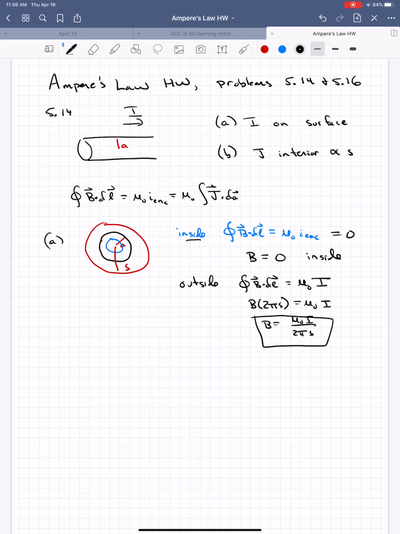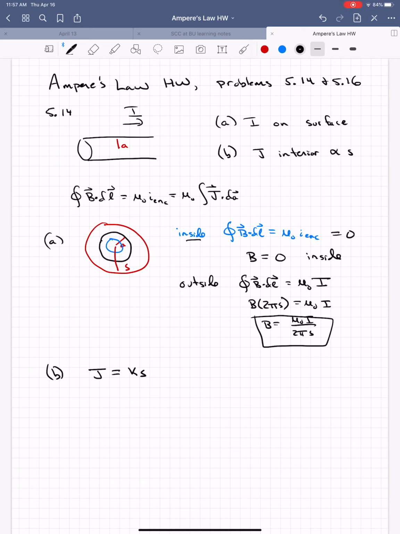So when the current is all on the surface, there's no current enclosed by any Amperian loops on the inside, so the B field is 0 on the inside, and then on the outside all the current is enclosed, so I just get mu naught I times 2 pi s over 2 pi s. Okay, so in part B we're told that J is proportional to the radius, so we're going to say that J is Ks. I'm going to take a little detour and find K.